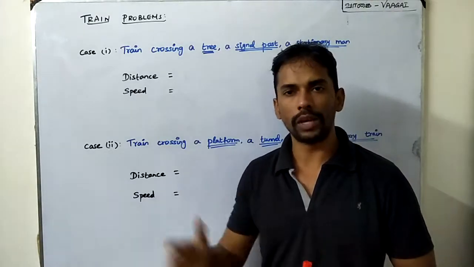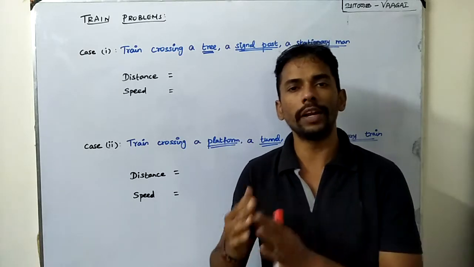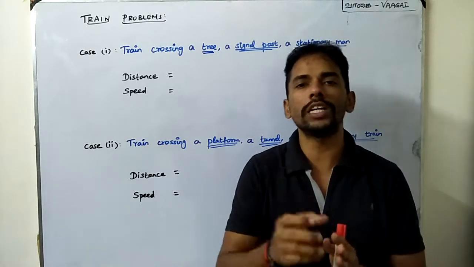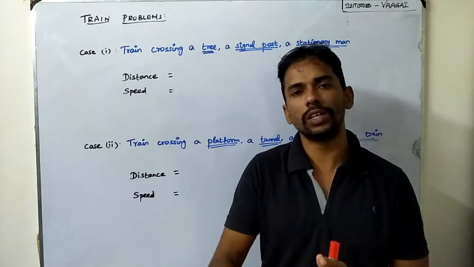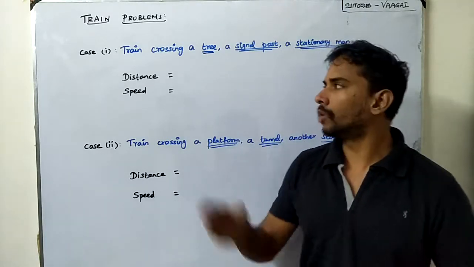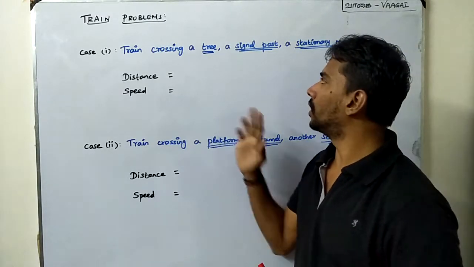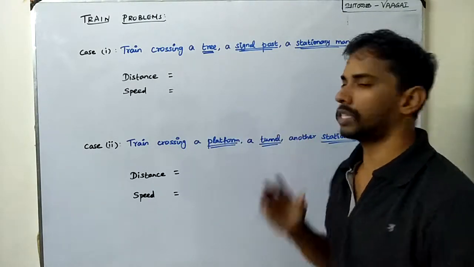Out of the total 4 cases, in the first 2 cases we are going to see what happens when a train is going to cross any stationary object. A stationary object is one which is going to remain in the same place, it is not going to move. Okay, so we'll come to the first case. Case 1 is a train crossing a tree, a signal post, or a stationary man.